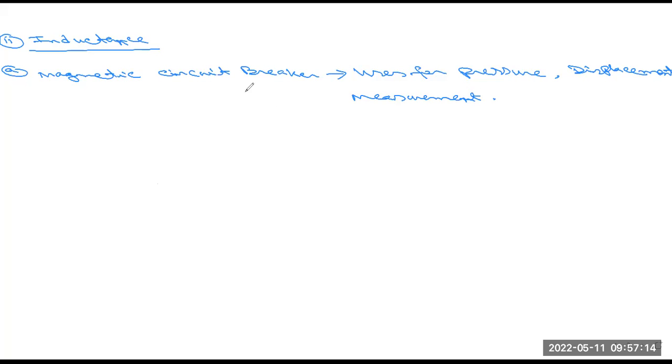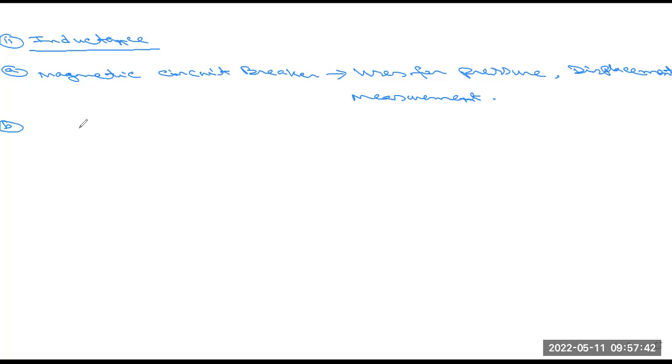So this magnetic circuit is basically used for pressure measurement and displacement measurement. Okay, so variation of self or mutual inductance, these are the inductance properties. You have to change the variation of the inductance of a coil or of a device, you can easily change the magnetic circuit for the measurement of pressure as well as displacement.